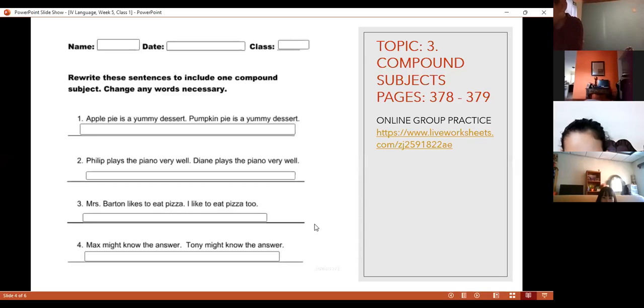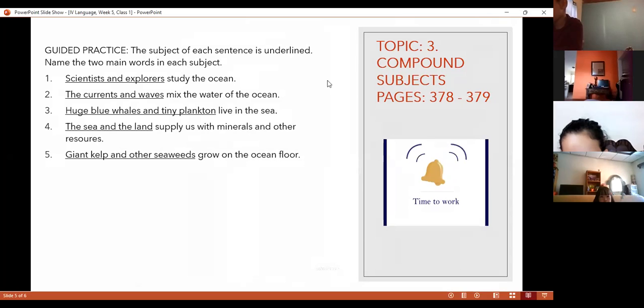So we use the connector and the word to create a compound subject. A compound subject, having these two simple subjects. These two simple subjects are the same that we have here. And now let's continue here on the presentation. You need to copy this sentence by sentence, and we're going to complete the guided practice. Yes, this is the guided practice.